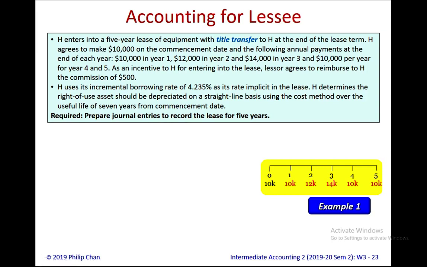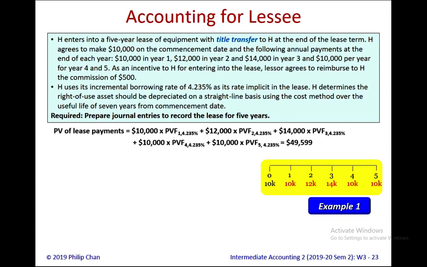Let's determine the lease liability at the inception day or commencement day, which will be equal to the present value of the 5 numbers here, 10K, 12K, 14K, 10, 10, and they will be discounted using the incremental borrowing rate, 4.235%. That gives you 49,599. That would be the lease liability figure to begin with.